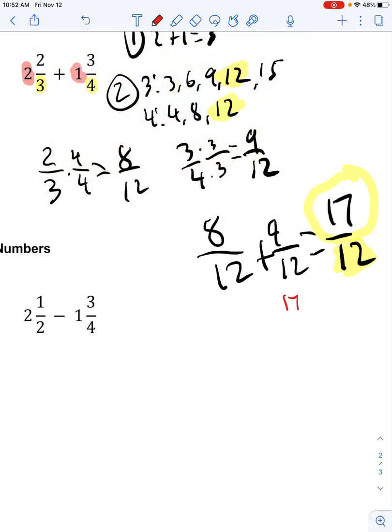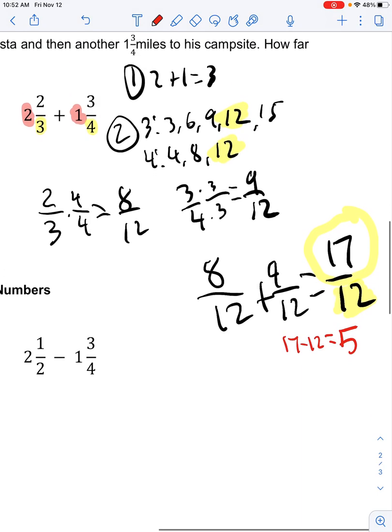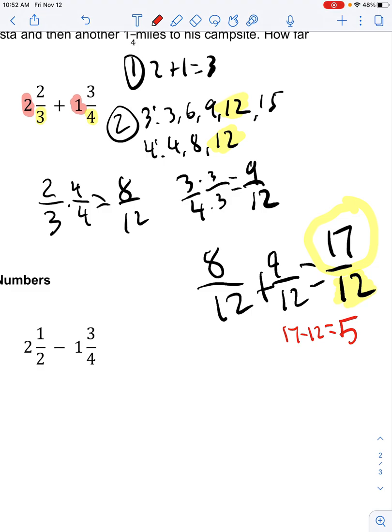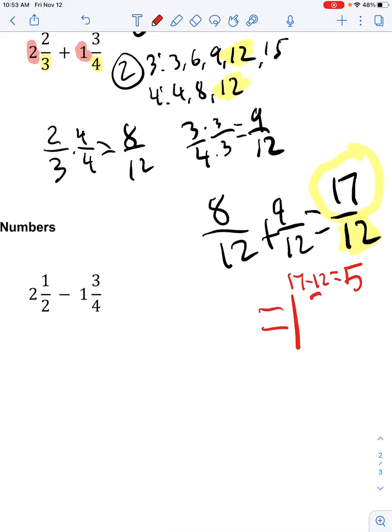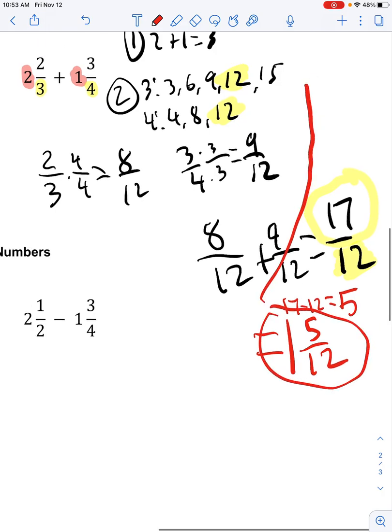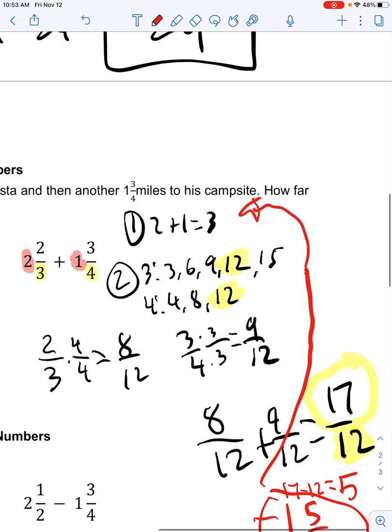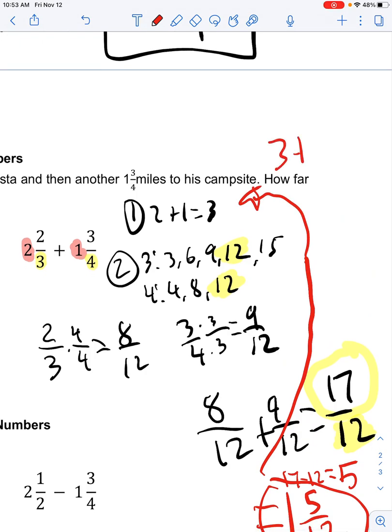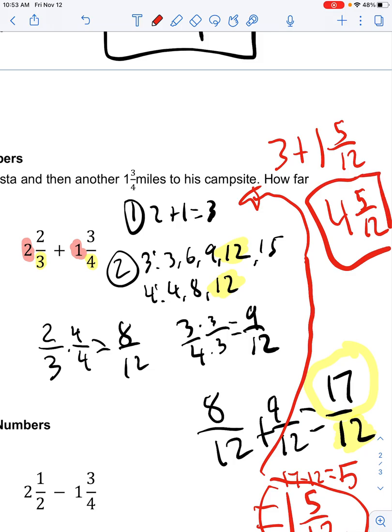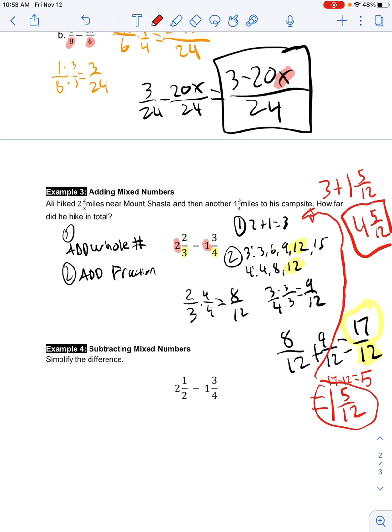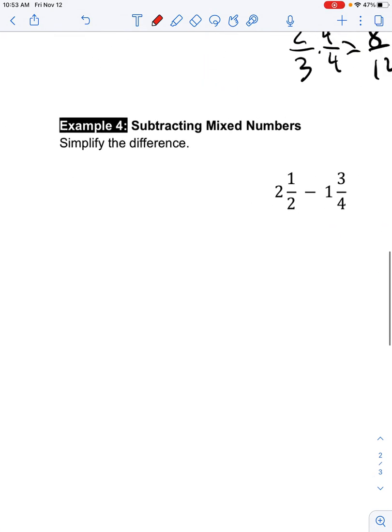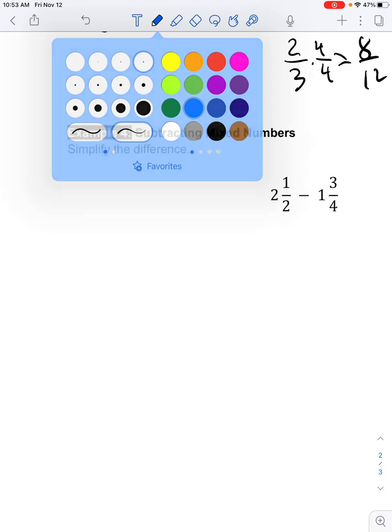So when I add these up, I get 8/12 plus 9/12 equals 17/12. Notice our denominator is smaller than our numerator, so we have to take out factors of 12. How many times can I take out 12? That's just 1. So adding the fractions equals 1 5/12. Now I take this answer back up and add it to my whole numbers. So 3 plus 1 5/12 equals 4 5/12. So he hiked 4 5/12 miles. That's a lot, but he's tired.